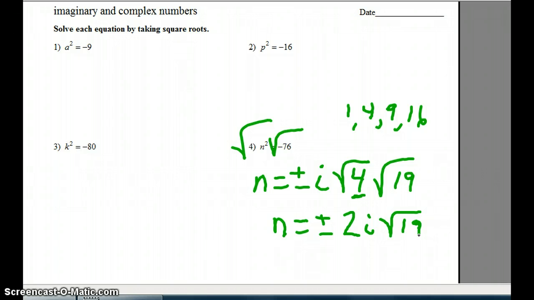So this is your introduction to imaginary numbers. The next clip will be on complex numbers. What I would do is I would do a couple of these on your worksheet and then go back and look at the video on complex numbers.